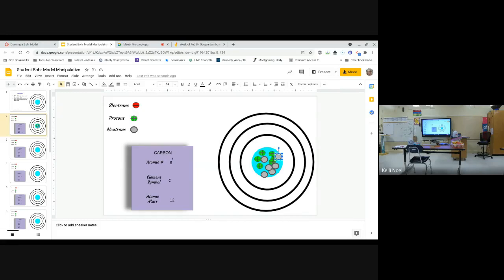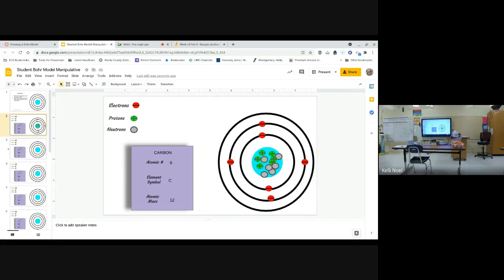So I know that I need a total of 6. I know that 2 are going on the first one because it holds 2. 6 take away 2 is 4, so that means I need 4 left. So 1, 2, we generally balance them out, 3, 4. I have 6 red electrons. Do I really need this outer energy shell here? No, so we don't have any electrons here. So 1, 2, 3, 4, 5, 6. So carbon is done.